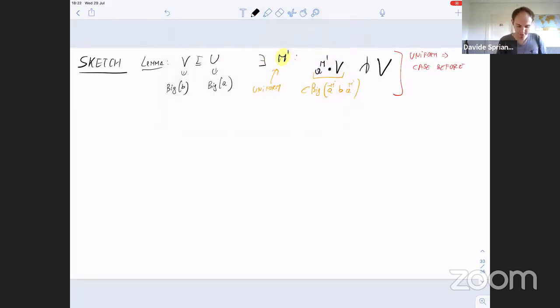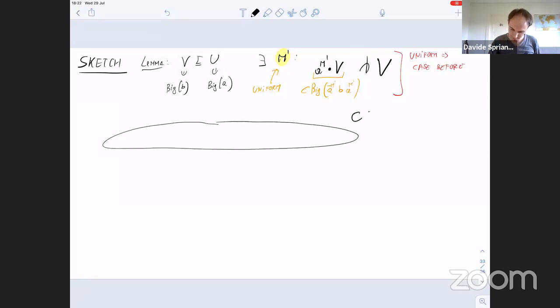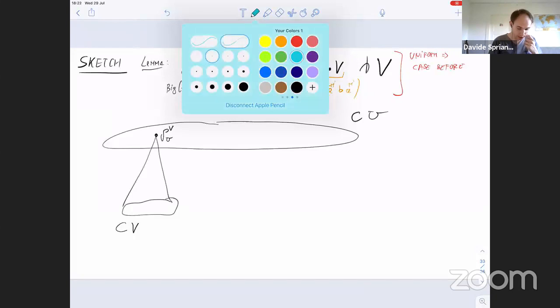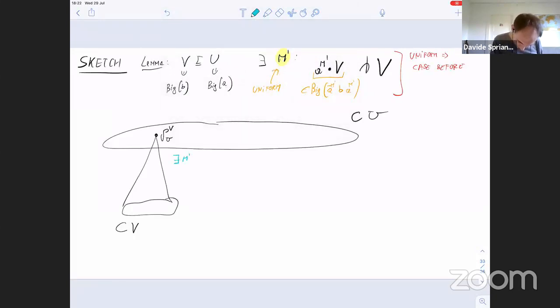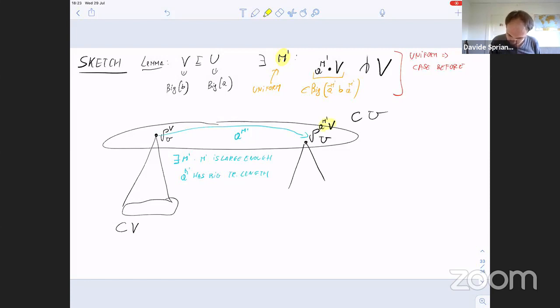And this I'm just going to sketch very briefly. So here is the idea. So this is CQ. And then we have somewhere inside here CV. And this is going to be rho, the projection from V to U. And then the idea is that there exists M prime such that if M prime is large enough, so A to the M prime has big translation length. So when I apply A to the M prime, rho of A to the M prime V to U is far away. And here this is secretly using some other commutativity of some other diagram. So this is C, A to the M prime V.